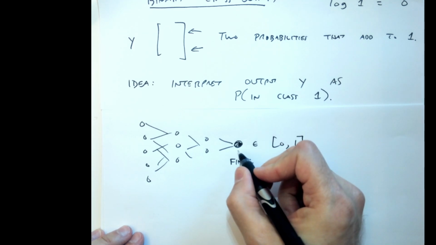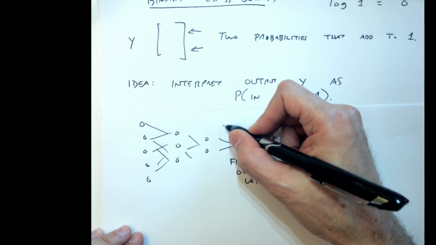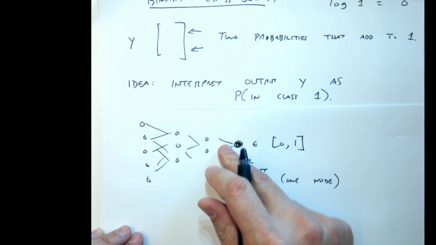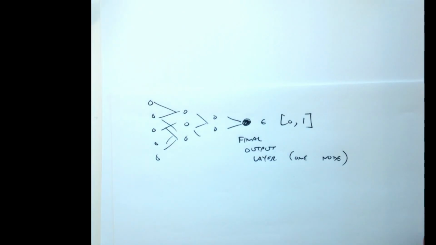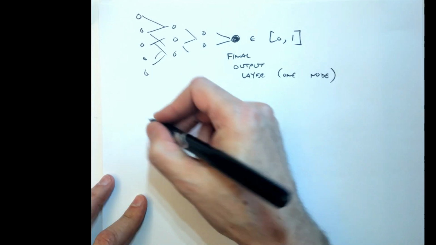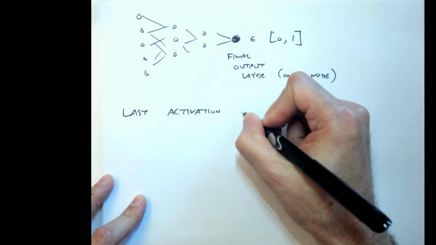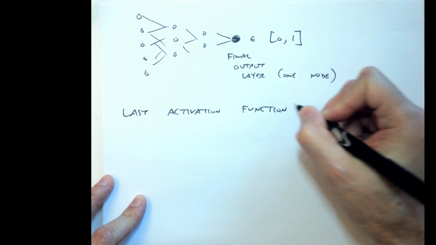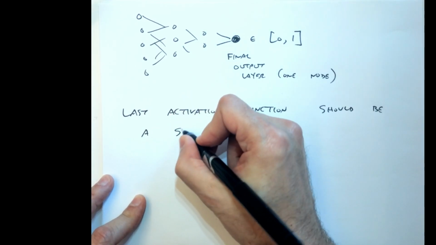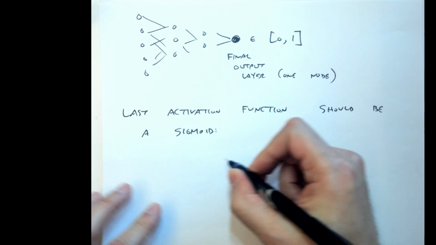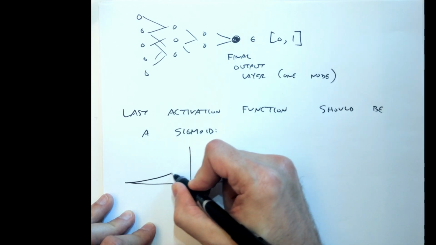And so for me to get from whatever function or whatever number feeds into this node, I had to convert that into a probability in the range of 0 to 1, right? So the last activation function should be like a sigmoid, right? Remember, the sigmoid is this function that looks like this.